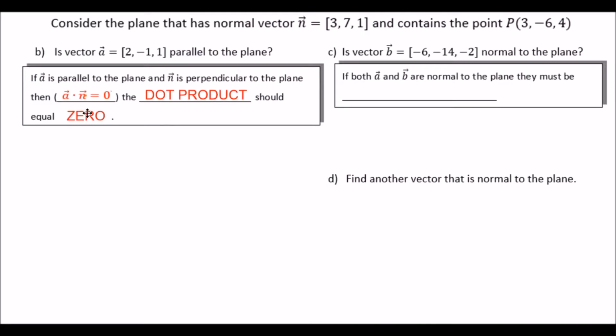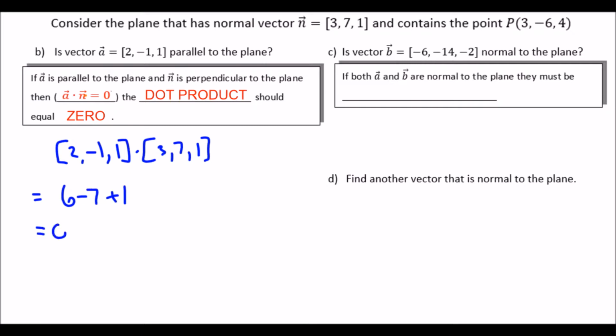All right, so here we go. I am going to do A, so 2, negative 1, 1, dotted with the normal, 3, 7, 1. So this is equal to 6 minus 7 plus 1 equals 0. So what does that mean? A is parallel to the plane because the vector dotted with a normal is 0.